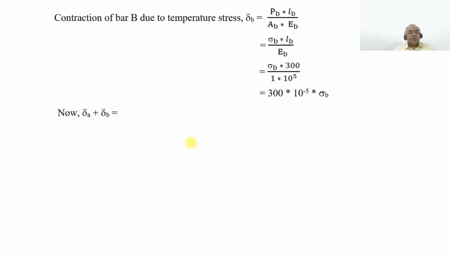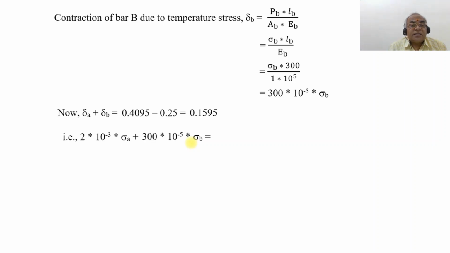Also, we know that delta A plus delta B is the total change in length, which is equal to 0.4095 minus 0.25, which is 0.1595. Therefore, 2 into 10 to the power of minus 3 into sigma A plus 300 into 10 to the power of minus 5 into sigma B is equal to 0.1595.